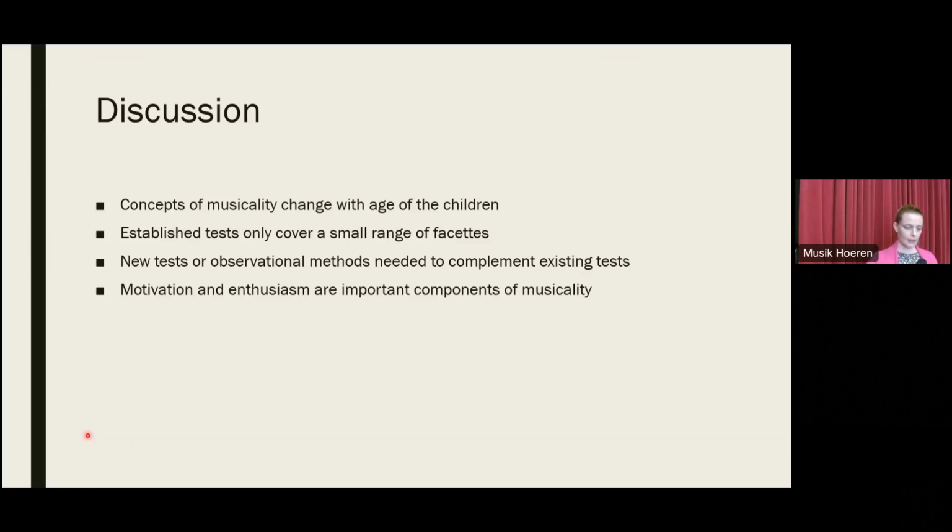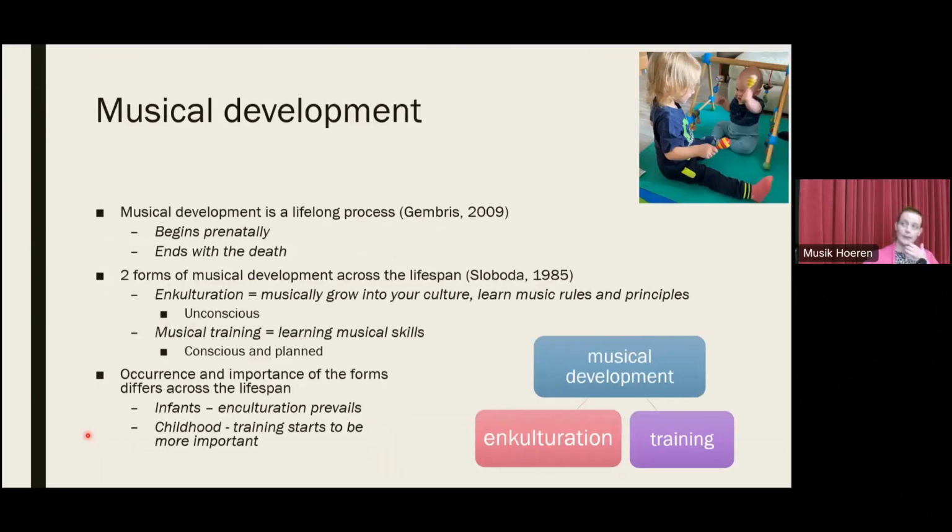Okay, so then coming back to the musical development thing. Yes, here we are. Musical development is a lifelong process. It begins prenatally and ends with death. Basically, you could say that there are two forms of musical development. One is enculturation, which means that you musically grow into your culture or learn music rules and principles, and this is mostly unconscious for kids. Then we have musical training, which means learning musical skills, and that happens consciously and planned. Which form of learning occurs depends on your age. For infants, it's basically enculturation, and in childhood, training comes more into the picture.